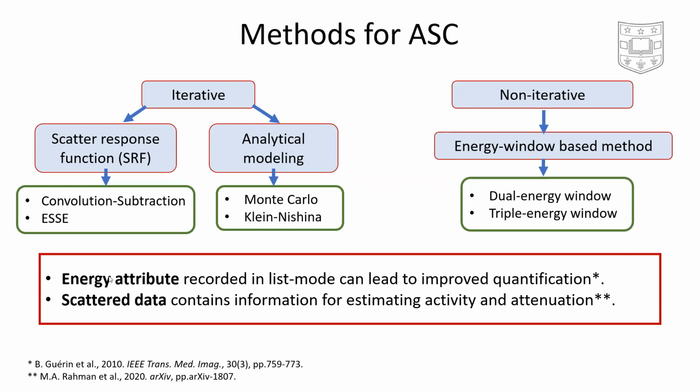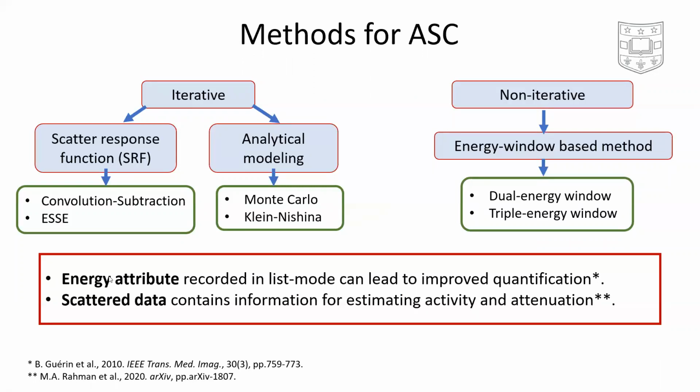Existing methods for attenuation and scatter compensation can be broadly categorized into two types, iterative and non-iterative. Iterative methods include approximate modeling of the scatter kernel, as in convolution subtraction based methods or in ESSE. Analytical modeling includes Monte Carlo simulation or Klein-Nishina-based modeling. Non-iterative attenuation and scatter compensation involves energy window-based methods such as dual energy window or triple energy window. However, these methods do not use the precise value of energy information that can be estimated in list mode acquisition.